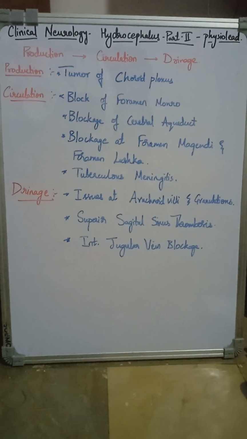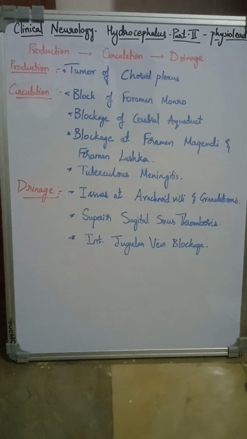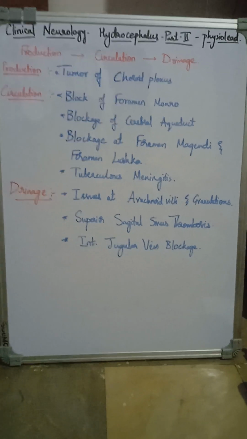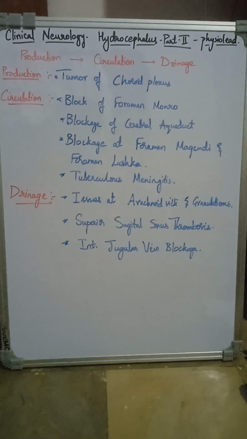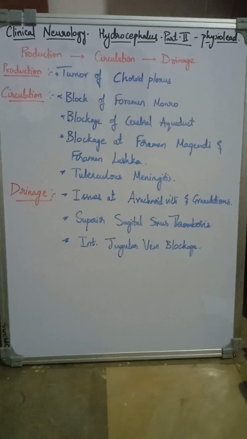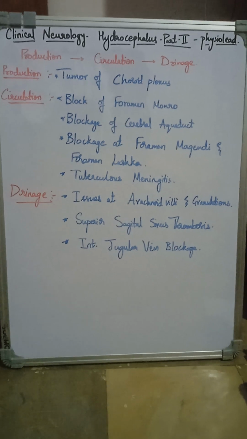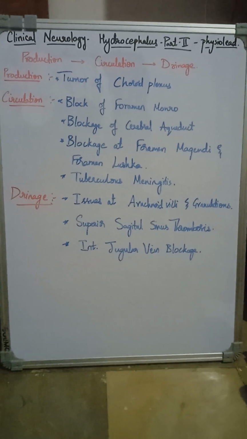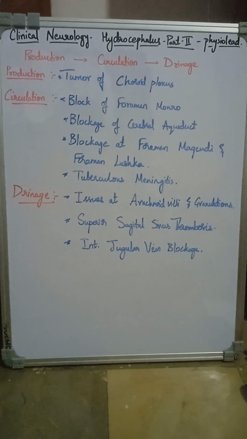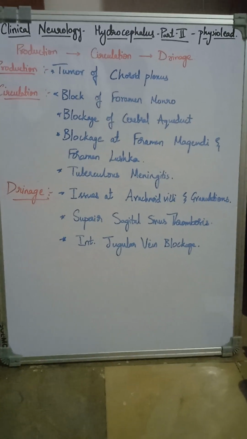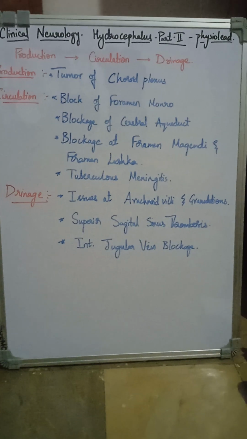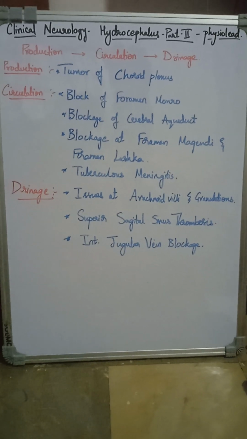So what are the causes that result in hydrocephalus? The first one is production. In production we have tumor of the choroid plexus. As I said in the previous video, the CSF is produced in the choroid plexus of the lateral ventricles and third and fourth ventricles, mainly the lateral ventricle. So if there is a tumor in the choroid plexus, the production of the CSF is increased.